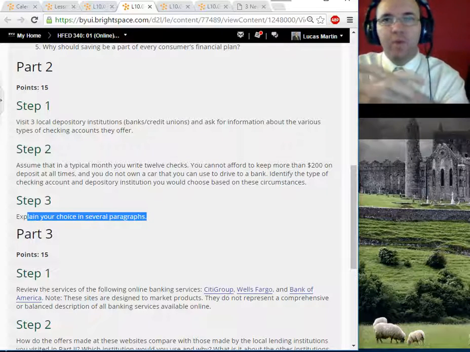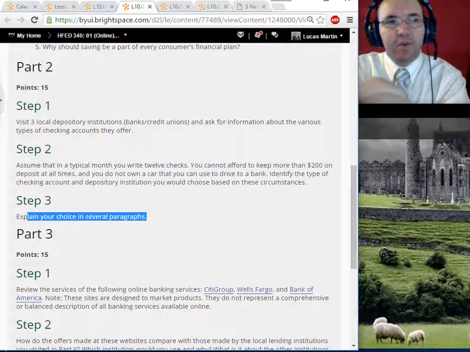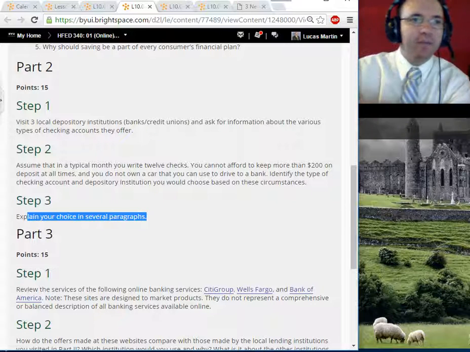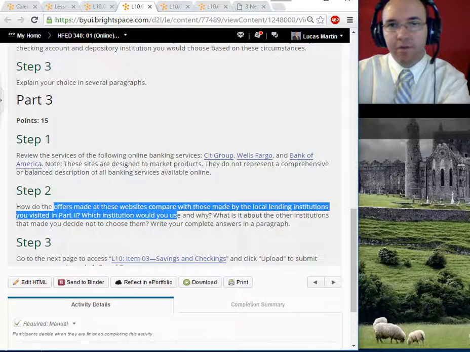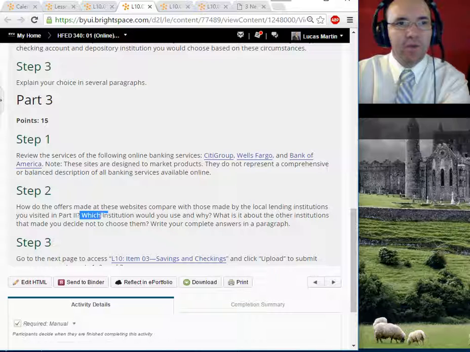Several implies more than one, so it's okay if it takes you 3 or 4 paragraphs to tell me a little bit about it. The final portion is to go to the websites for online banking services. And what they're really looking for then is for you to compare those offers to the ones that you found from your local banks and credit unions and say which you would use and why.